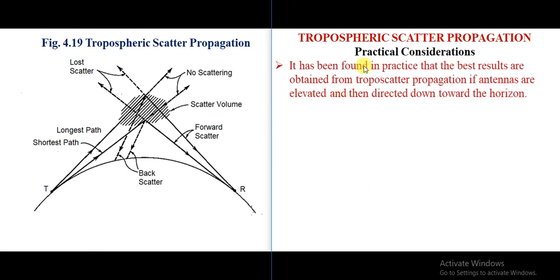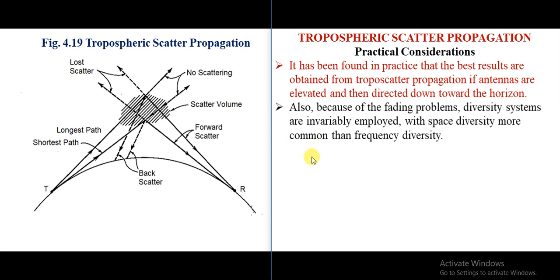It has been found that the best results are obtained from tropospheric propagation if antennas are elevated and directed down towards the horizon. So we have to establish beyond the horizon communication, and we have to calculate the midpath. First, we have to locate the scatter volume, by trial and error. It will act as a midway, and equal distance from this midway to the transmitter and from this midway to the receiver must be calculated, and then the antennas are placed.